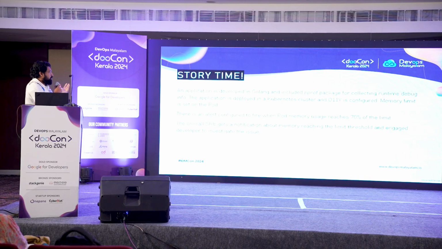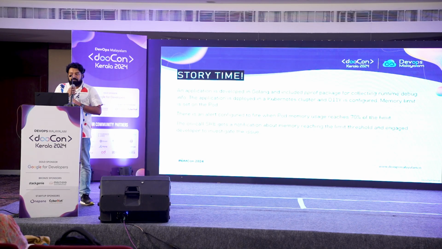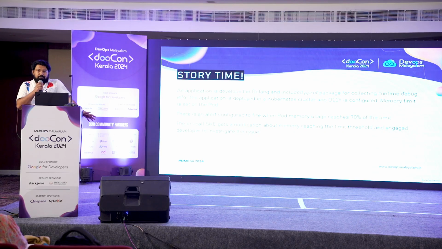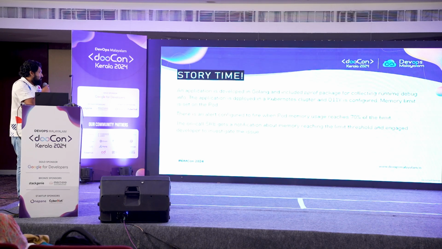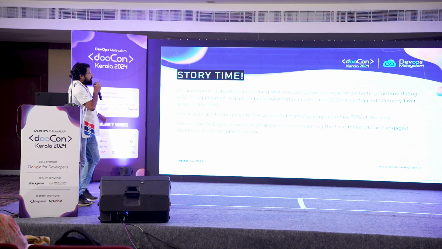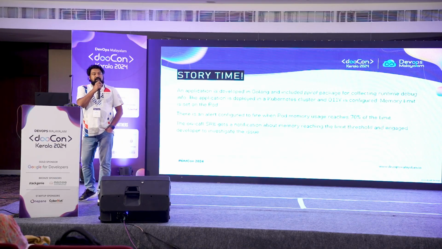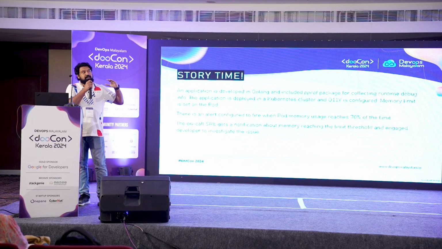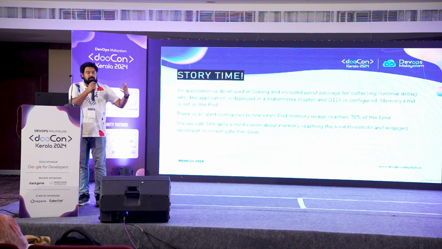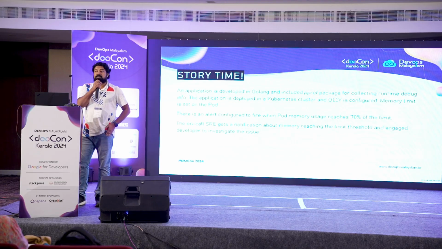The application is deployed in a Kubernetes cluster, and there is observability configured. That means we have, for example, Kubernetes, Prometheus, and Grafana configured, and you have Alertmanager that is alerting. And there is an alert configured to fire when a pod's memory usage reaches 70% of its limit. So in Kubernetes, you can set limits. That means how much the application can use. For example, the application should not use more than 1 GB of memory.